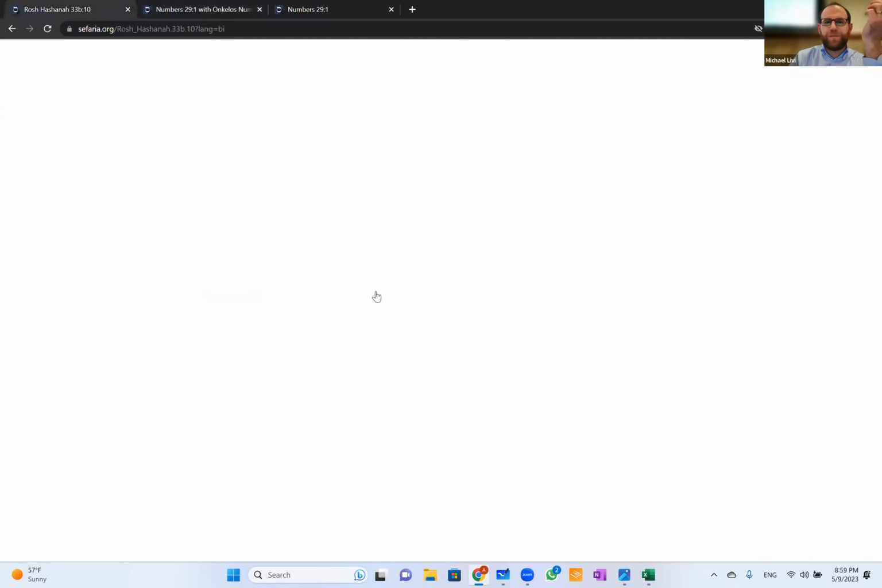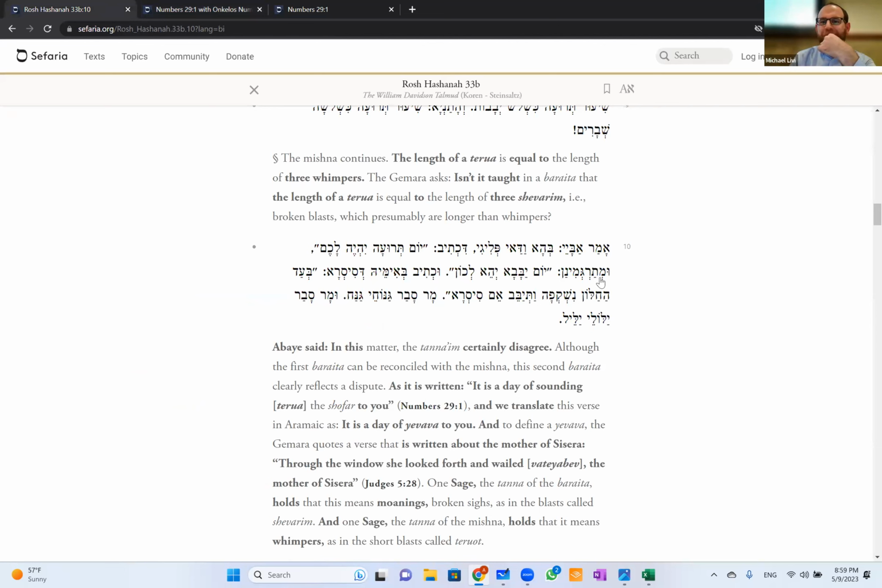Back to the Gemara. Umitargaminan, we translate it as Yom Yevava Yeh Lechon. It should be a day of Yevava. What is a Yevava? Uchtiv be'emed Sisra. It says in the book of Shoftim, Judges, about the mother of Sisra, Be'ad hachalon nishkefa, she is looking out of the window, Vateyabev em Sisra, and the mother of Sisra cried out. Teyabev is the same word as Yevava. And what does this sentence mean? So let's go ahead and look at it.